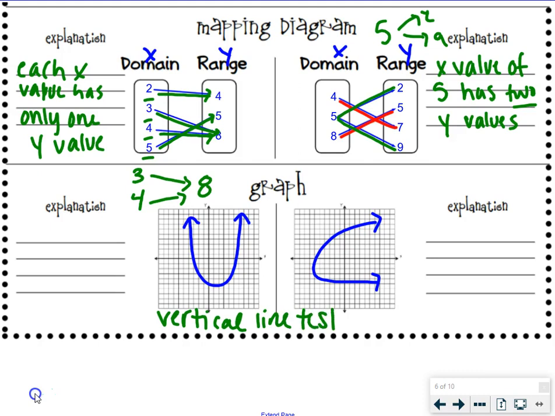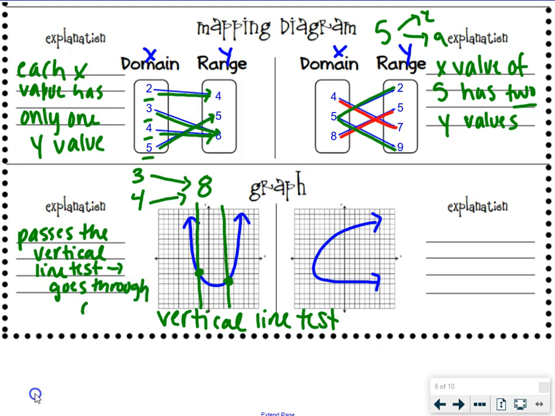Now, what that means is you're going to draw a vertical line through your function, and as long as the line only goes through one point, it passes the vertical line test. So anytime we draw a vertical line, we would only go through one point. So passes the vertical line test, which means it goes through one point.